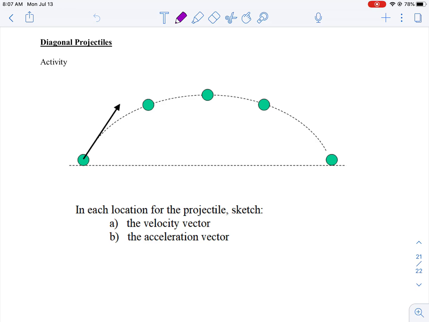I'm going to start with an activity that's not in your workbook. You're welcome to draw this on a separate piece of paper and give it a try, or just think about it. Can you answer what the direction of the velocity vectors and the acceleration vectors will be in all these different locations? Give it a try. Pause.